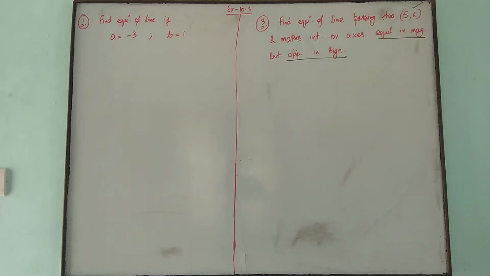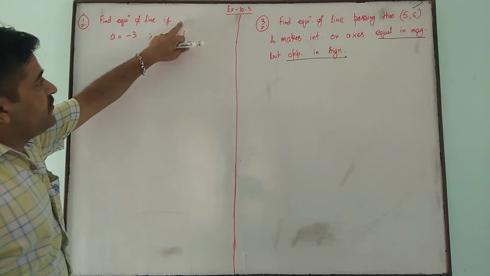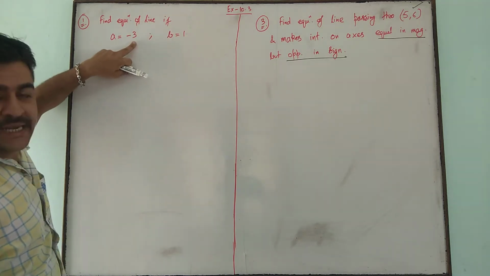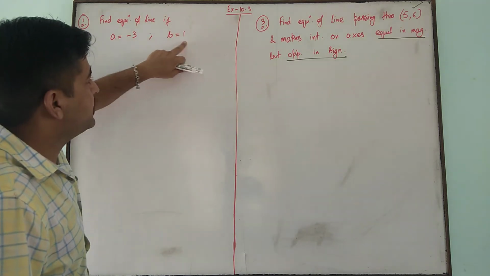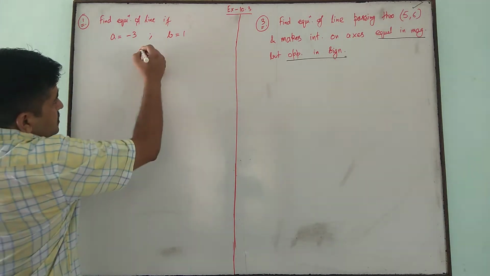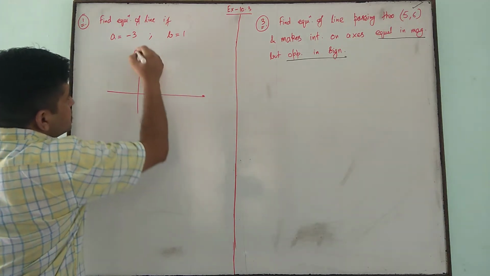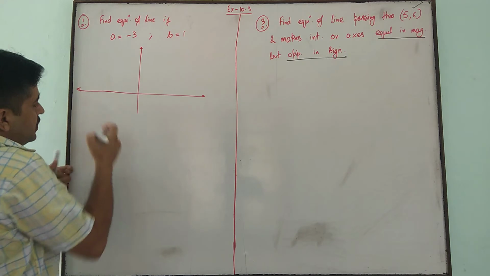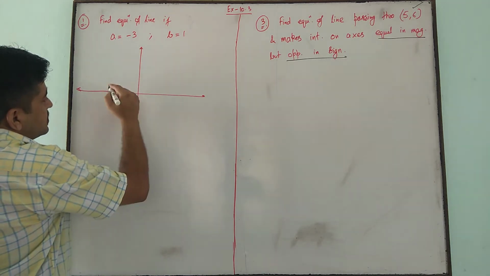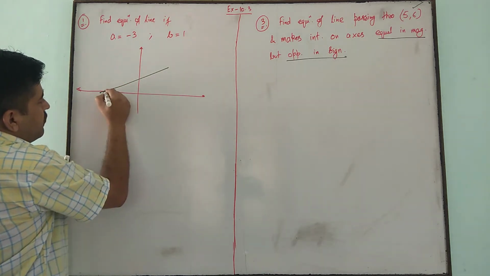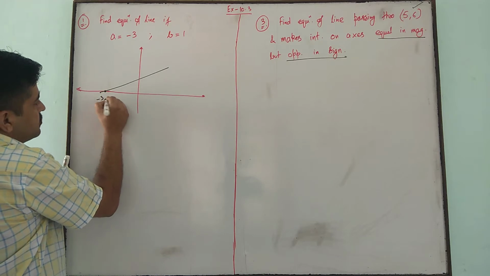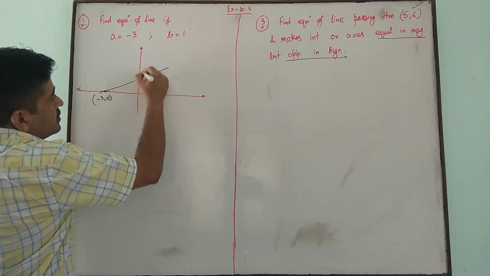Exercise 10.3, very first question we have: find the equation of a line if its x-intercept is -3 and y-intercept is 1. I suggest you to draw the diagram first, always. On x-axis -3 and on y-axis 0. So -3 and 0, 1.